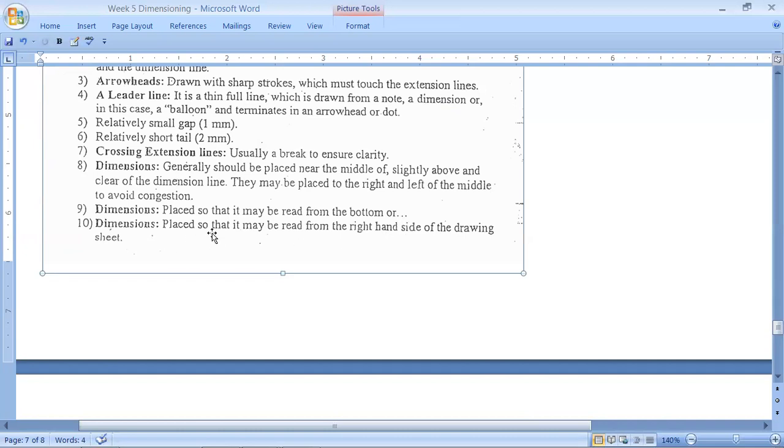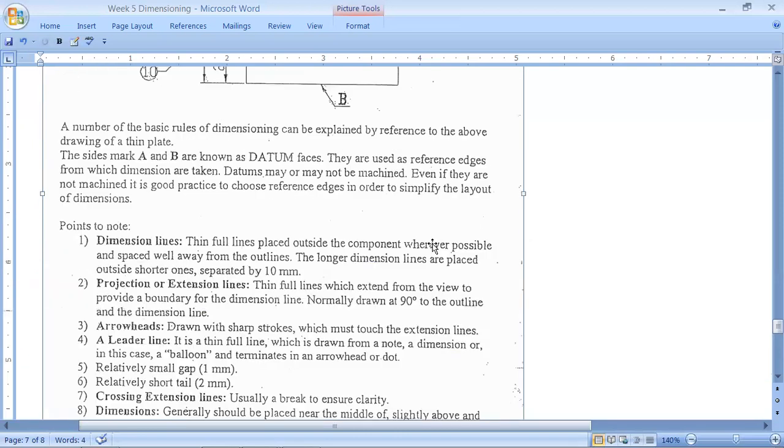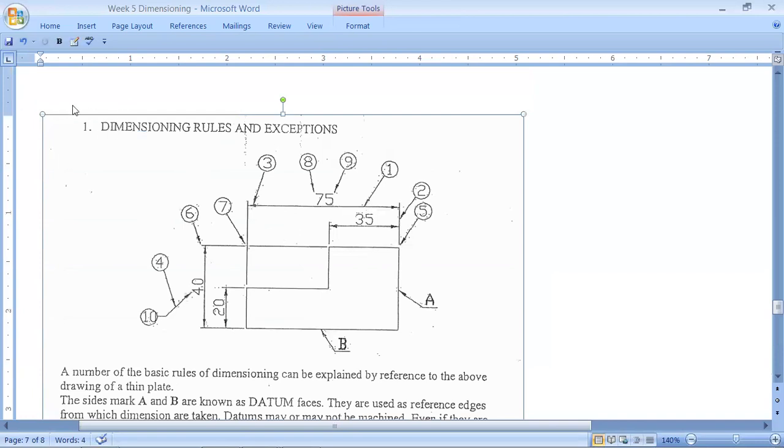Number 10, dimension placed so that it might be read from the right-hand side of the drawing sheet, right? This is the right hand of the paper when you put it on the drawing board. From where we're looking, this is our left side, but we have to follow where the drawing had been drawn. That is, this is the left, and this is the right hand of the paper, and this is the left hand of the paper. And place the text so that it can be read all the time from right hand to the left, or from bottom to the top.